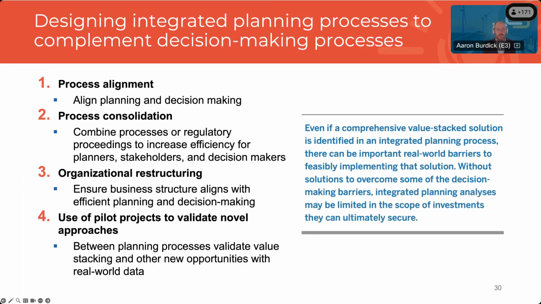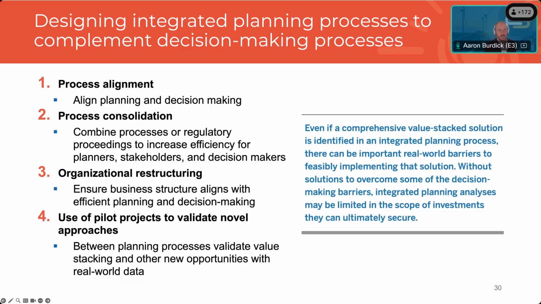So while this paper is mostly quite technical in looking at optimization challenges and opportunities, we also conclude with a section that focuses on how to design integrated planning processes to ensure that they can support decision making. So again, if you have this super fancy optimization approach, it's not very useful if you can't actually ensure that those optimized solutions can be implemented in the real world. So we have 4 different recommendations that we propose in thinking about designing integrated planning processes.